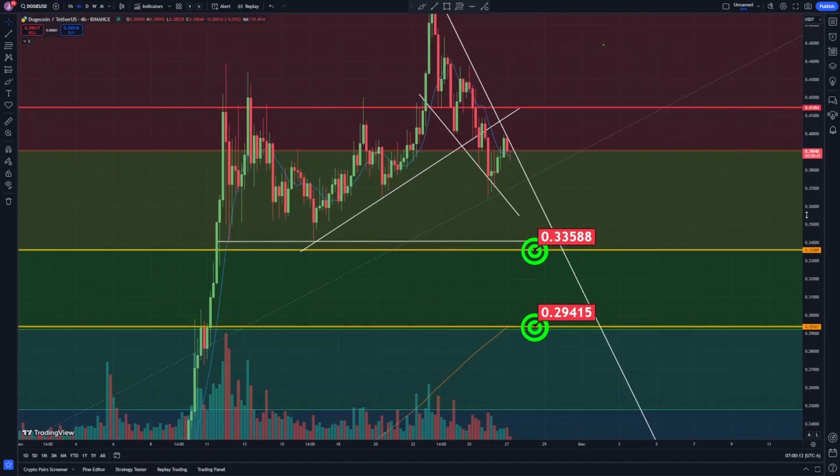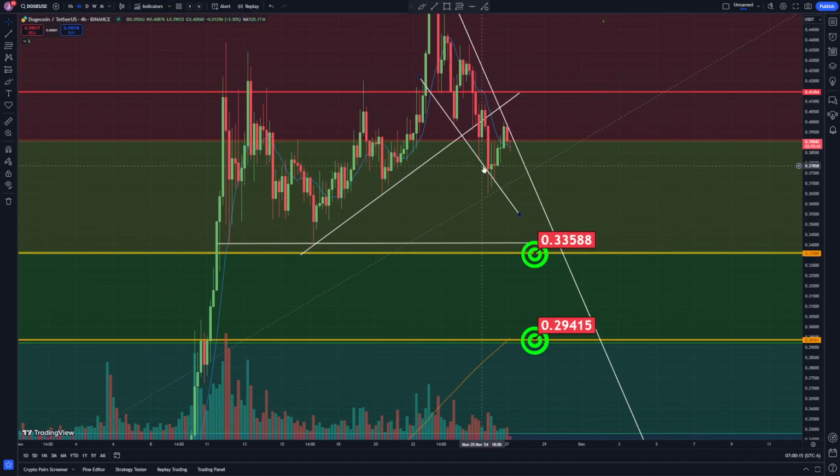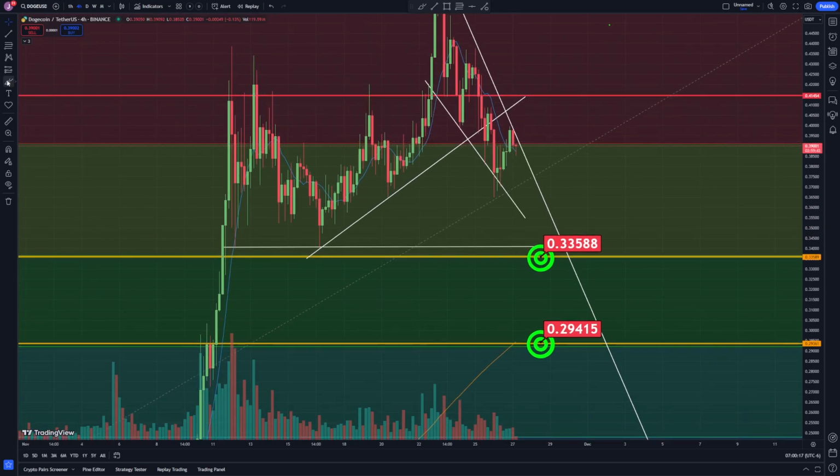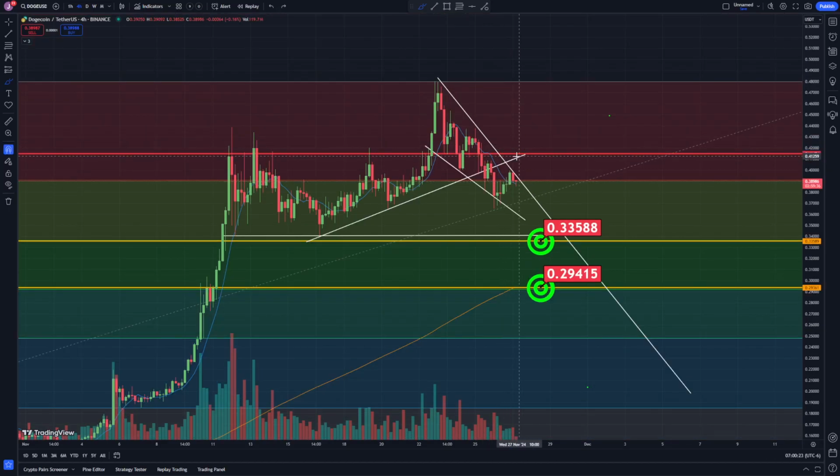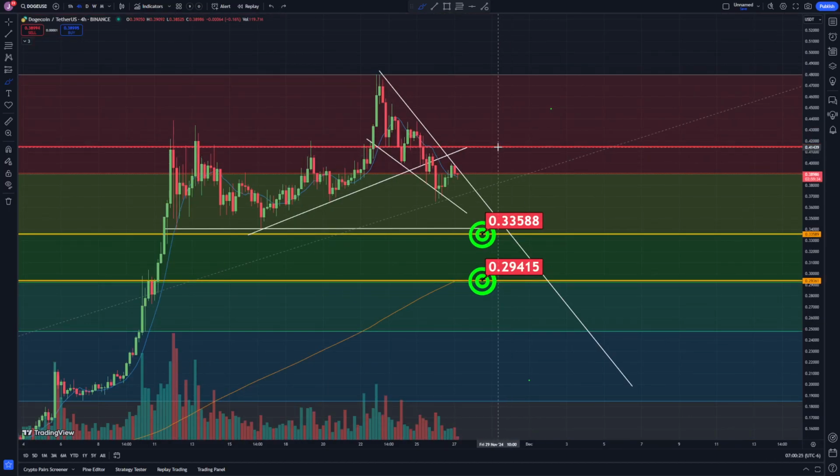But yeah, so the next spot that I'm looking at is .335. Let's see if we can hit that target going to the downside. I have limit orders set up over here at both of these levels. I took some profits at this red line sitting at around, what was it, .414. Let's see if we can come down, hit my limit orders, and buy some of that Dogecoin back. But yeah, that's basically what I'm looking at.